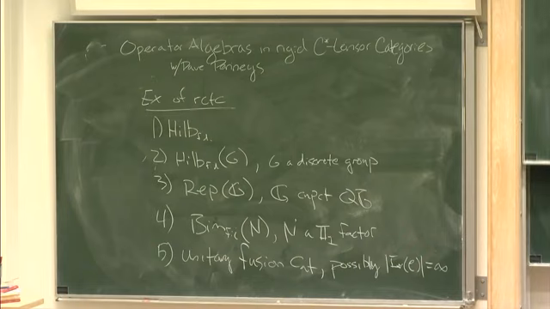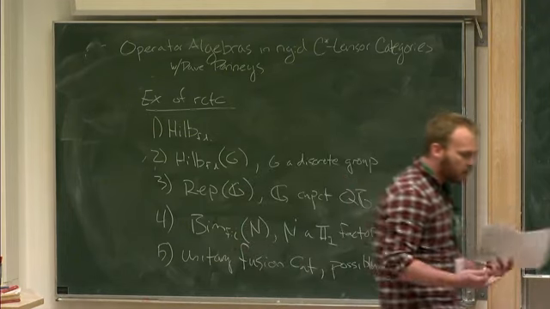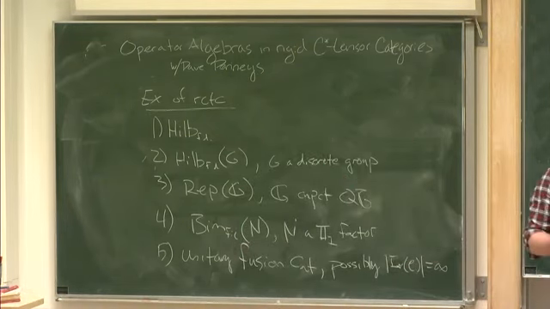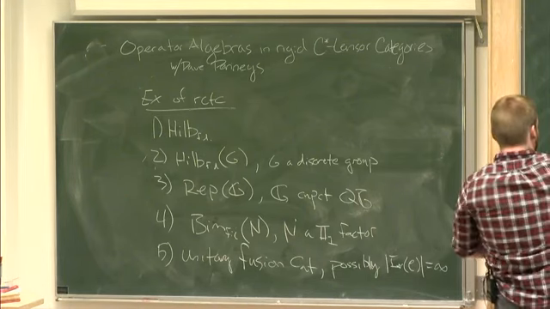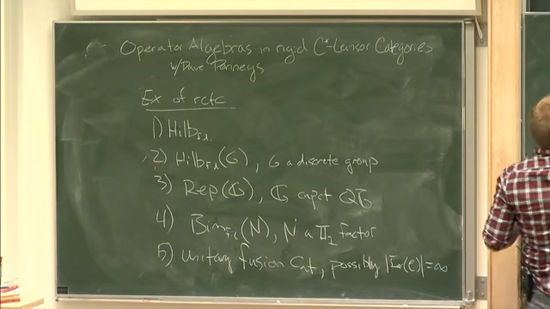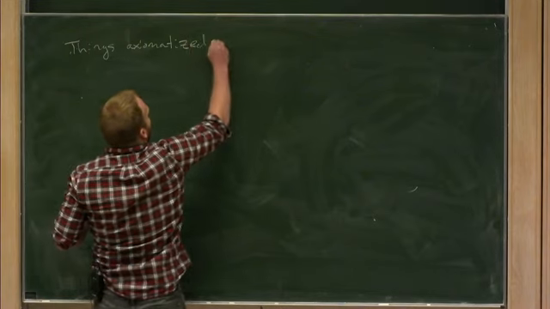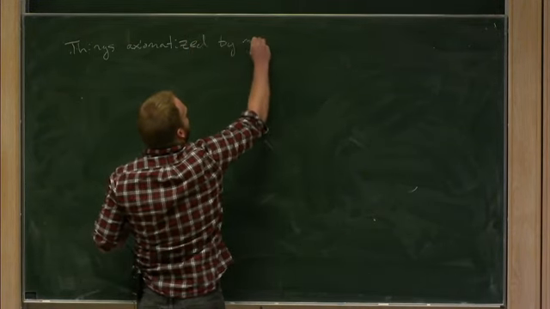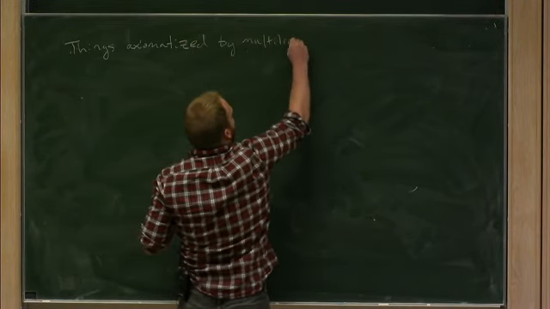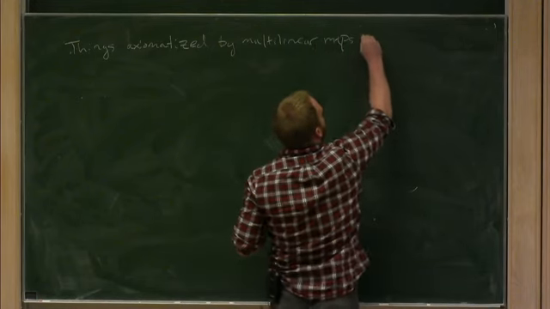But the whole point is, why do people study tensor categories? Well, the idea is that things that can be axiomatized in terms of multilinear maps actually make sense in an arbitrary tensor category. Things axiomatized by multilinear maps make sense in any tensor category.